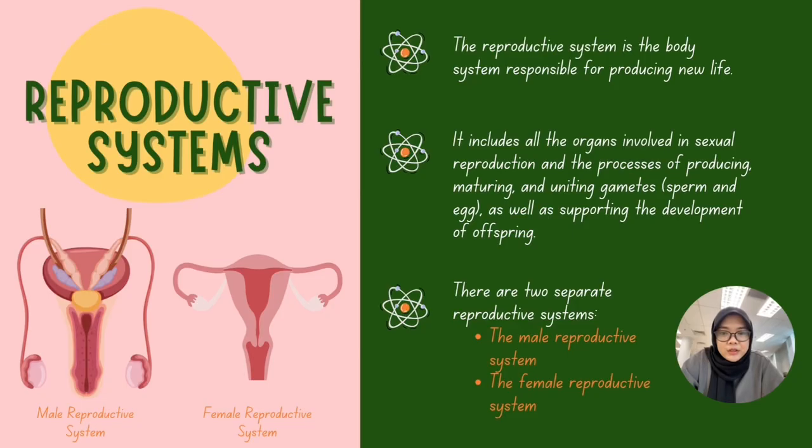I will start with the introduction to reproductive systems. The reproductive system is the body system responsible for producing new life. It also includes all the organs involved in sexual reproduction and the processes of producing, maturing and uniting gametes, which are the sperm and egg, as well as supporting the development of offspring. There are two separate reproductive systems, the male reproductive system and the female reproductive system. Today we will be focusing on the male reproductive system.